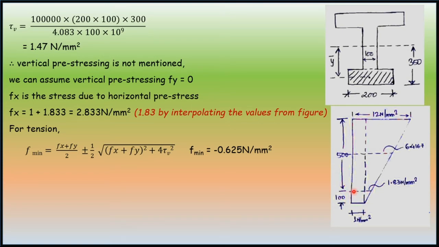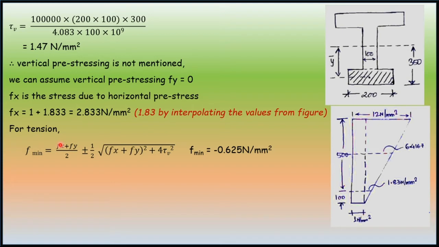So this is 100 mm. This total width is 1 newton per mm square. When we interpolate the value of this part, it comes as 1.83. So the total becomes 2.833, which includes 1.83 obtained by interpolating the values from this figure we are considering.